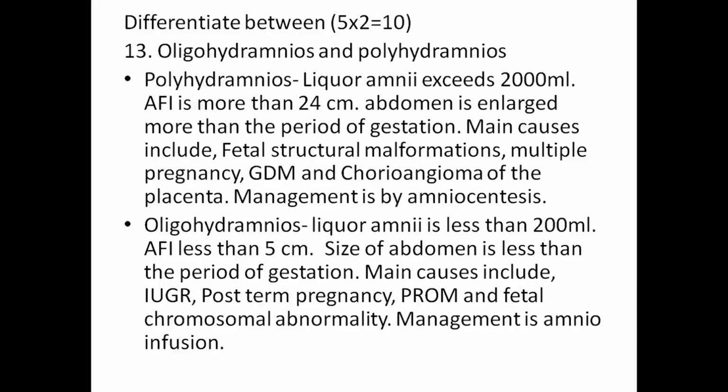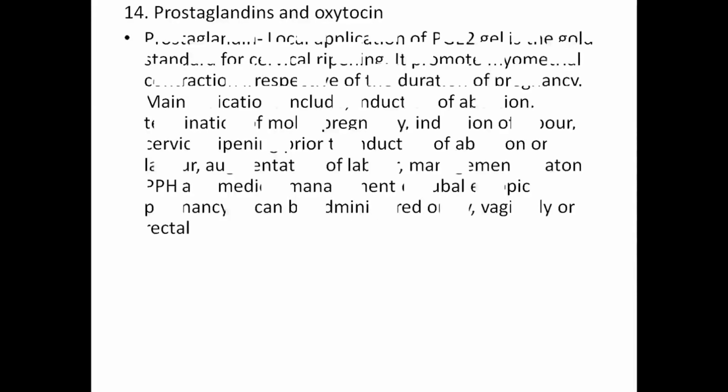Oligohydramnios: the liquor amnii is less than 200 ml, AFI less than 5 centimeters. Size of abdomen is less than period of gestation. Main causes include IUGR, post-term pregnancy, premature rupture of membranes, and fetal chromosomal abnormality. Management is by amnioinfusion. Prostaglandin, oxytocin.